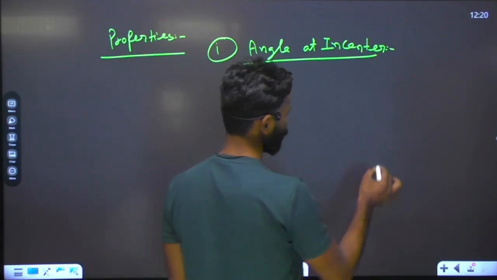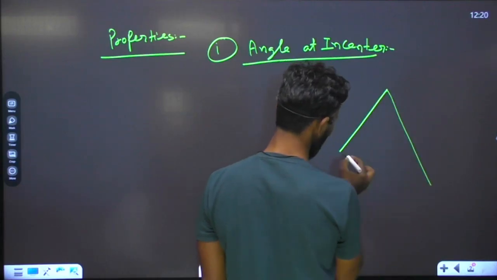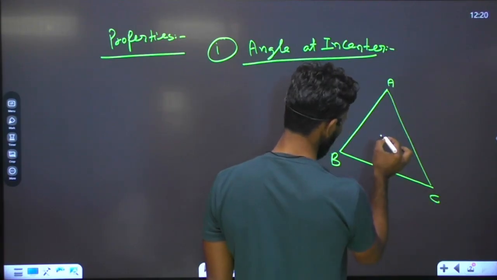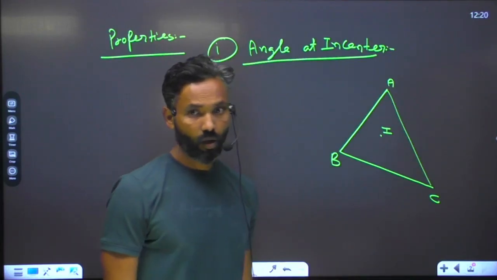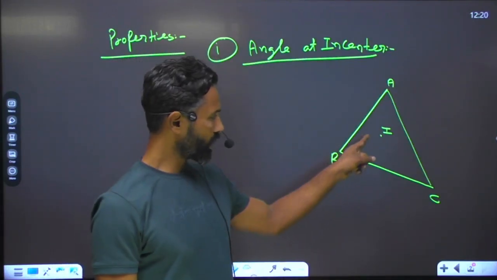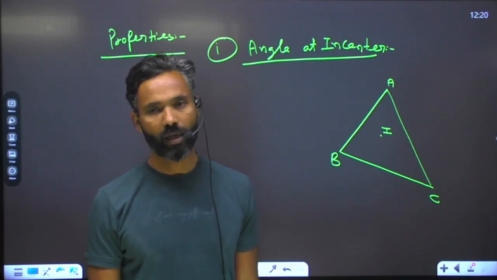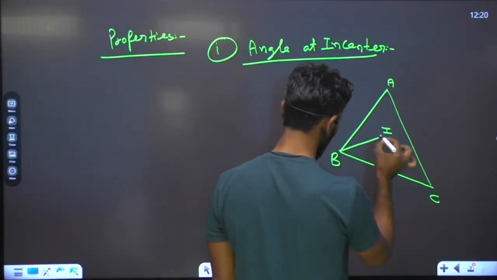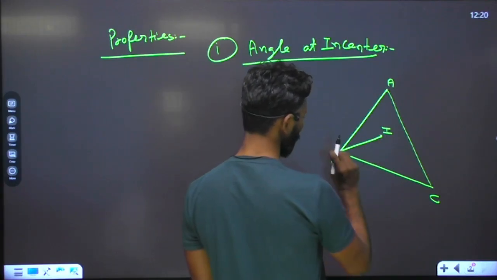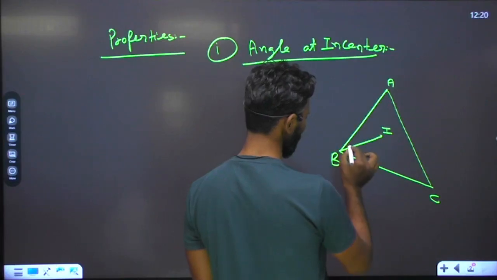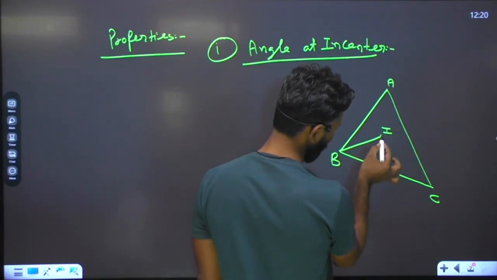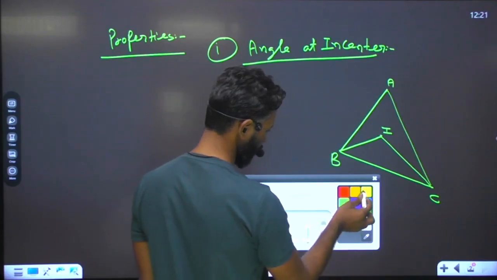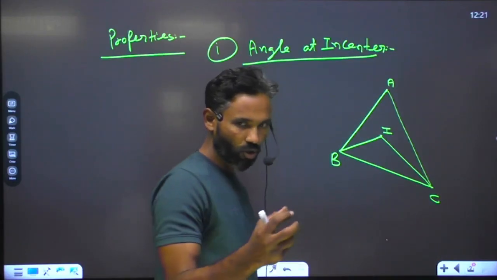Suppose this is the triangle ABC, and this is the incenter. You know very well that if I join a vertex with the incenter, that line will be the angle bisector. Suppose I'm joining vertex B with incenter I. The line passing through both the vertex and the incenter is the angle bisector. If I join the incenter with vertex C, this is also an angle bisector, because it is a property that angle bisectors definitely pass through the incenter.